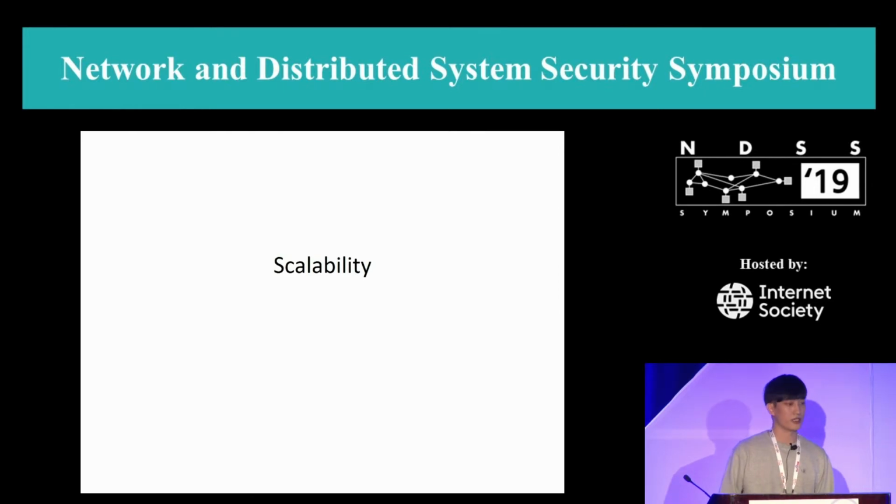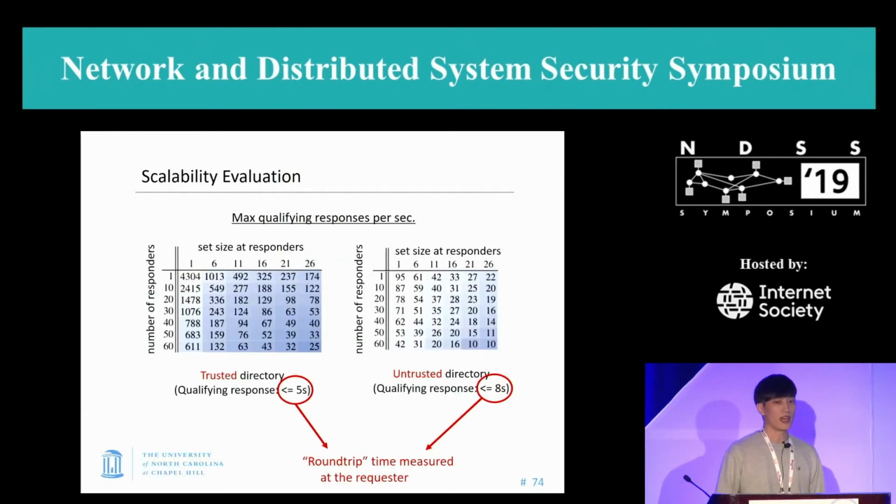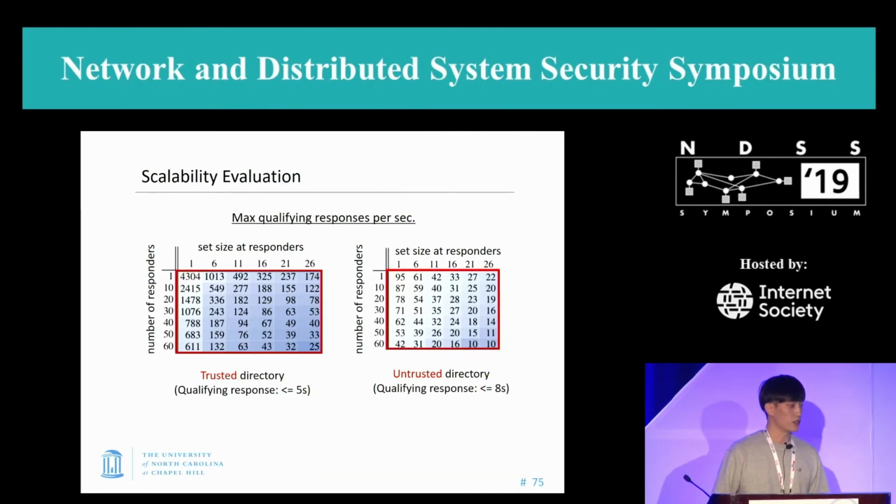Okay, I'll skip the implementation and performance evaluation due to the time constraint. Now I'm going to talk a little bit about the scalability of our framework. We evaluate the scalability of our framework on our prototype system. If we define the responses returned to the requester within 5 and 8 seconds as the qualifying responses for trusted and untrusted directory, respectively, then each of these numbers represents the max number of queries our prototype system can process in 1 second.